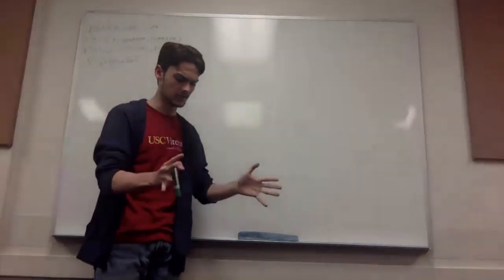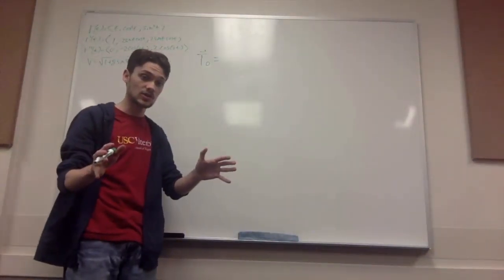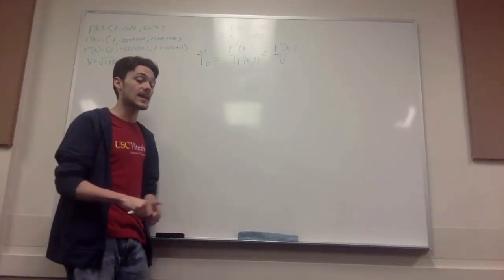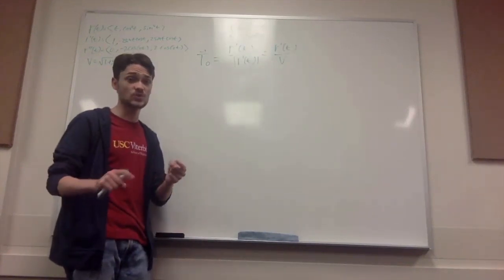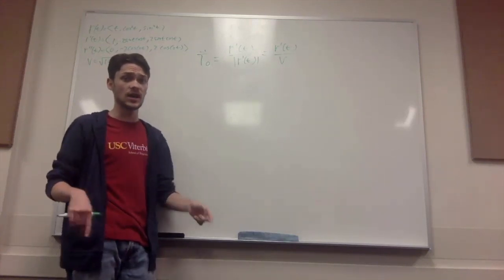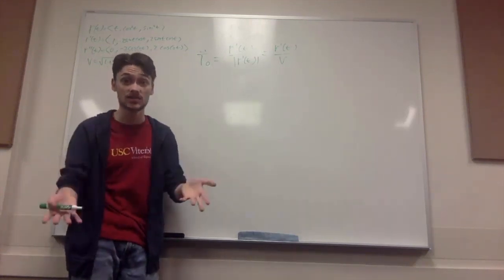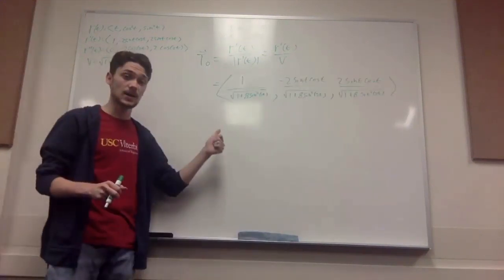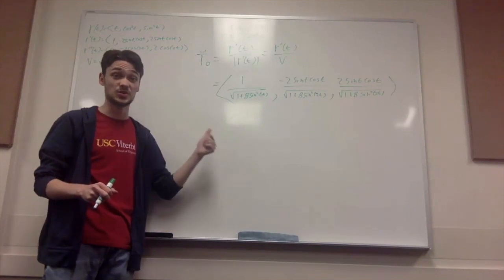Right, calculus. The next thing that we are going to be calculating is T naught, the unit tangent vector. And as we know from last night, the unit tangent vector is going to be equal to r prime divided by the magnitude of r prime, or r prime divided by velocity. And looky here, we have both those things. What a coincidence. This puppy is going to be equal to our unit tangent vector.